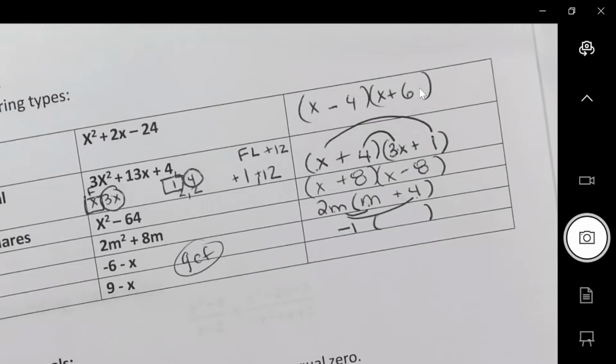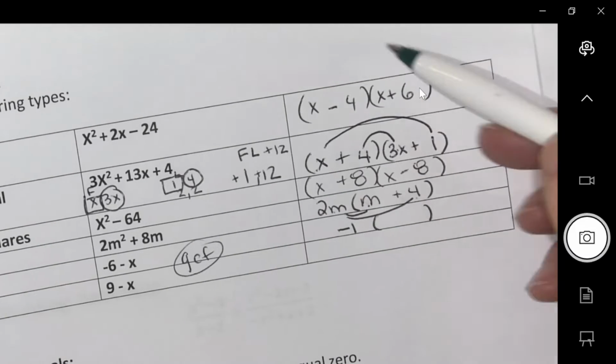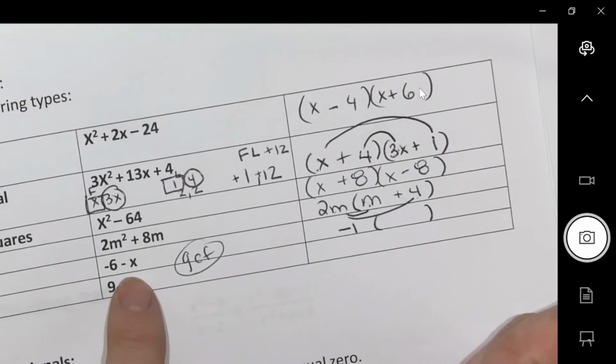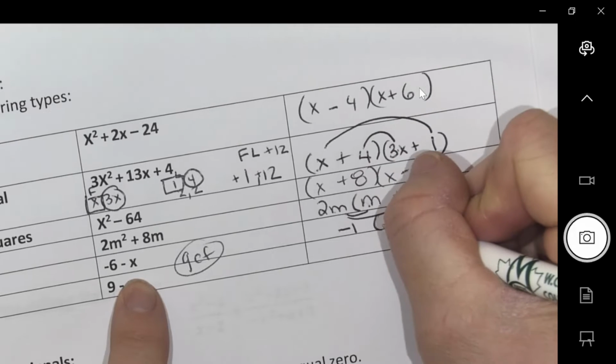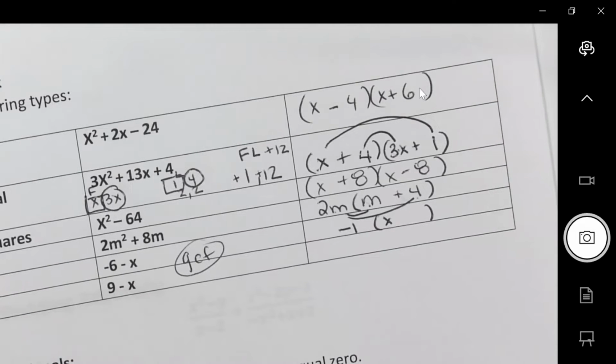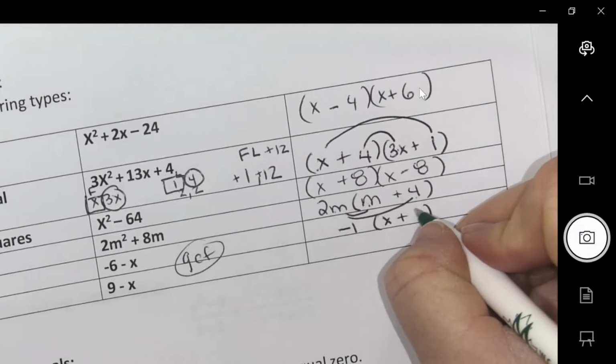Okay, I also really like my variables to be first. Just because my brain works like seeing that, right? We're always writing our variables first. Okay, so if I take out a negative 1, this is now a positive x. And if I take out a negative 1, the number is now plus 6.